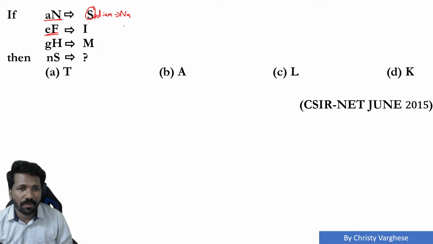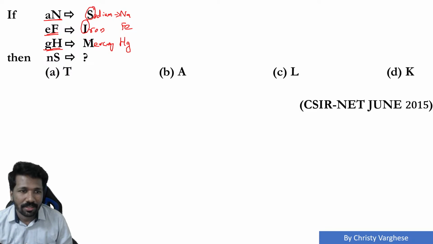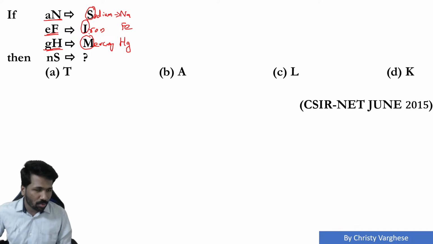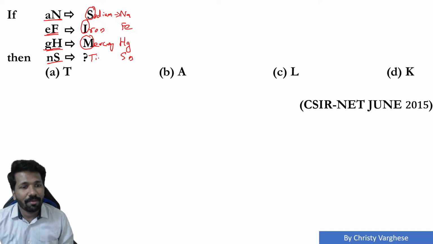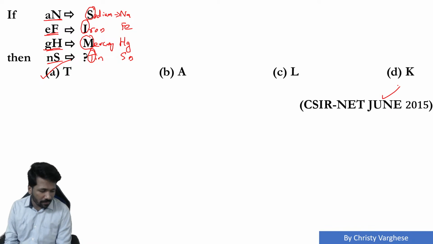Similarly, EF reversed is FE. FE is iron. First letter is I. GH reversed is HG. HG क्या है? Mercury है ना? Basic chemistry you learned in school. So NS reverse किया तो similarly SN मिलेगा. SN क्या element है? Tin. Tin का first letter T है, so option A answer है. This was asked in CSIR-NET 2015.